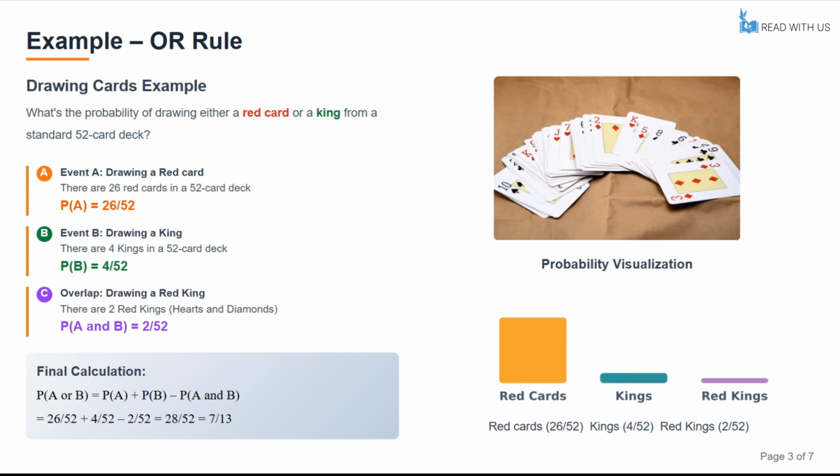For example, suppose we draw one card from a deck. Let event A equal drawing a red card and event B equal drawing a king. There are 26 red cards and 4 kings in a 52 card deck, but 2 of those kings are red, so P of A or B equals 26 over 52 plus 4 over 52 minus 2 over 52 equals 28 over 52 equals 7 over 13. So the chance of drawing either a red card or a king is 7 out of 13.